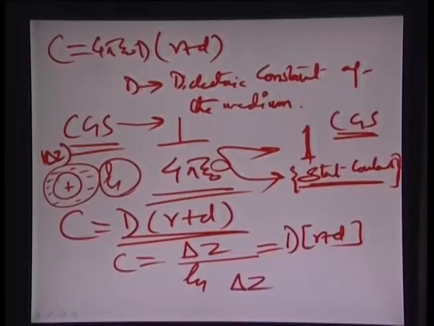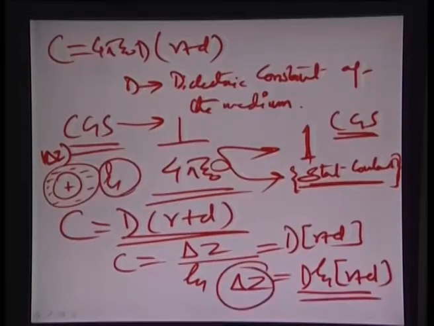And so the delta Z in this case is nothing but D zeta times (R plus D). So that's how you define the additional charge that a particle takes up by formation of this counter-ionic cloud in a particular solution, okay.